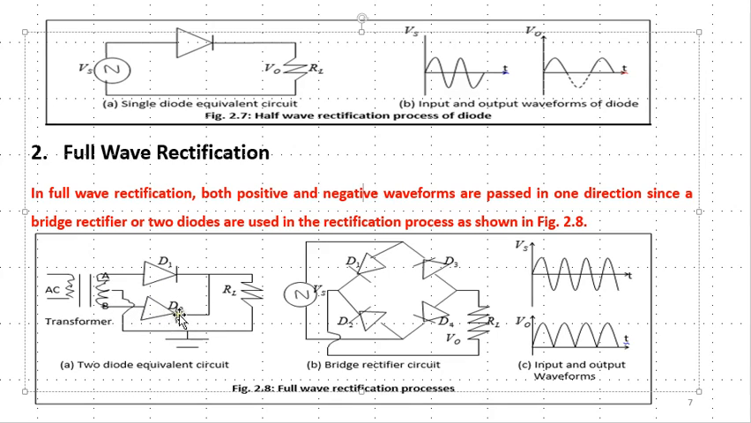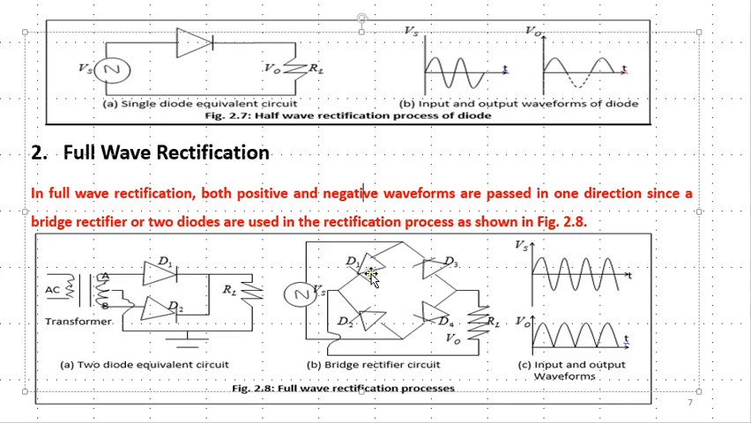The output of D1 comes this way to the load, and the output of D2 also comes the same way to the load, meaning that when D1 and D2 are conducting, they are flowing in the same direction, because their outputs are delivered to the load in the same direction. So what we have here is that my positive is passed, my negative is passed. The only thing is that the negative has been changed into positive polarity. This is a full wave rectifier using a center tap transformer.